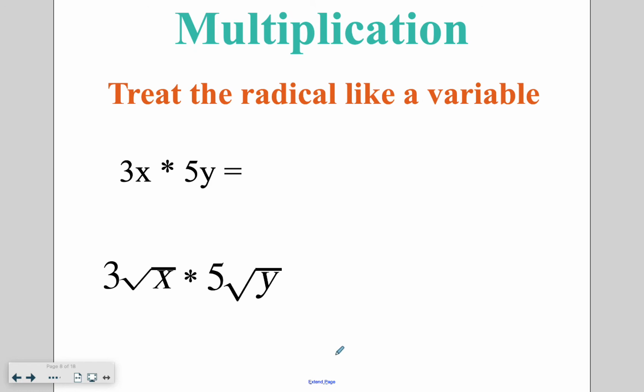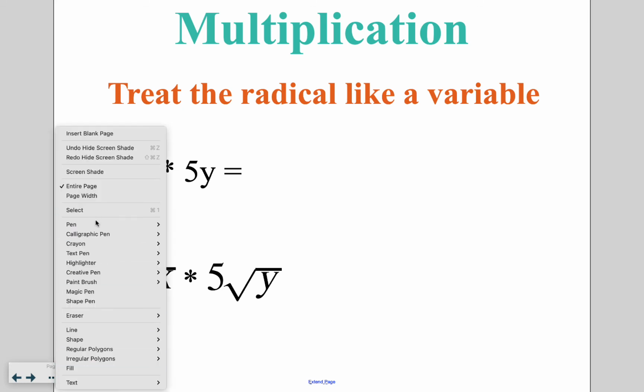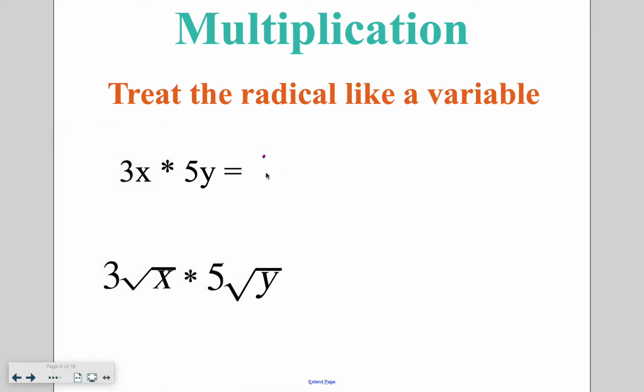Switching over to multiplication, once again, we treat radicals like we would treat variables. So in this case, we would multiply our numbers. So 3 times 5 gives us 15. And then x times y is just xy.